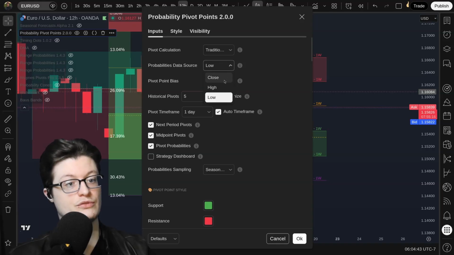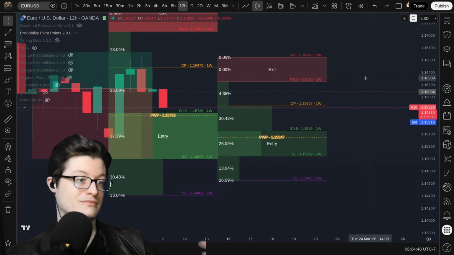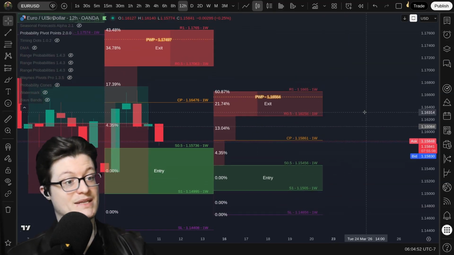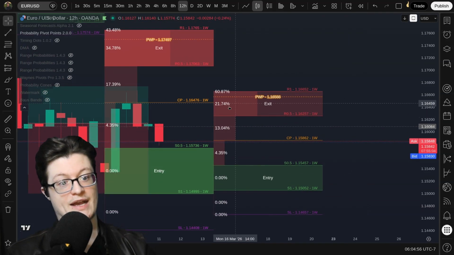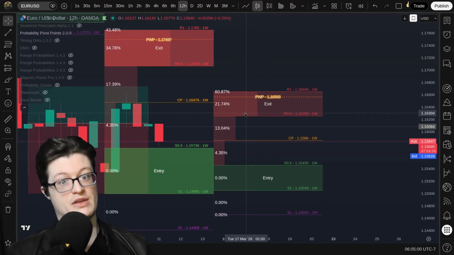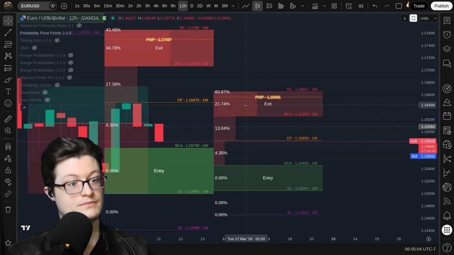And then if we want to look at the odds of exiting, the odds of hitting our target, if we actually take this trade, it's actually saying 60% of the time next week you go past R1. So this actually would be really undershooting things.